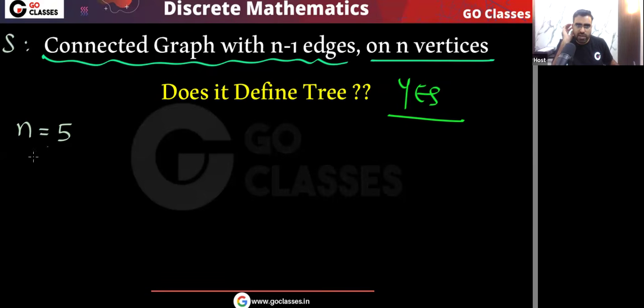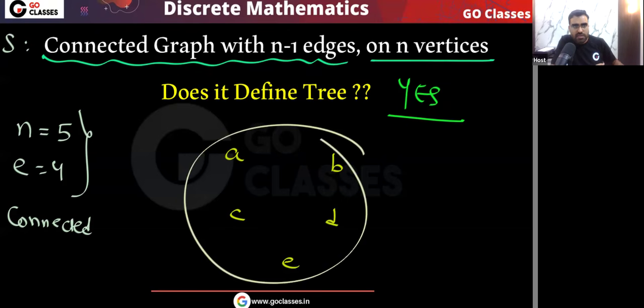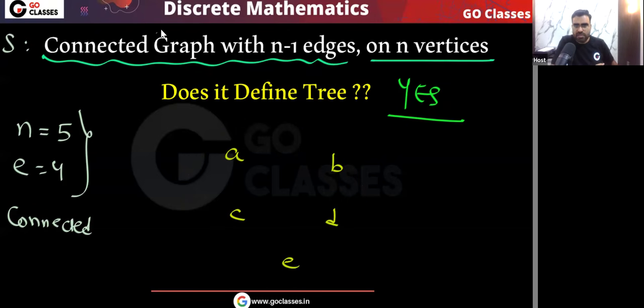So let me take 5 vertices. The question is saying connected graph with n minus 1 edges. So the number of edges is 4 and this must be connected. Let me take 5 vertices A, B, C, D, E. Tell me, is this a counter example? No, because remember I need to create a connected graph. I must create a connected graph, yes or no?